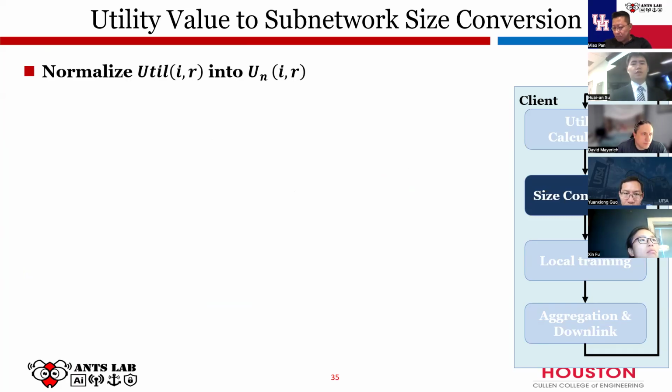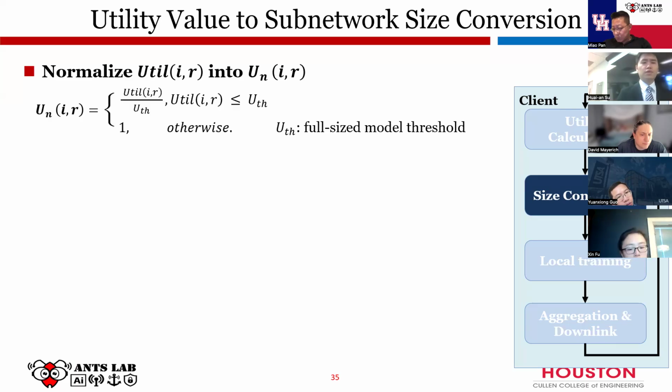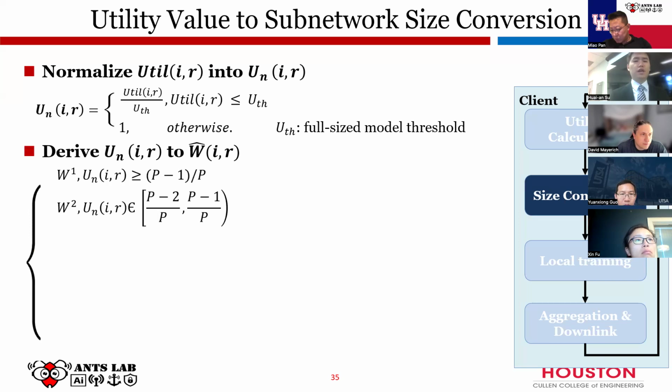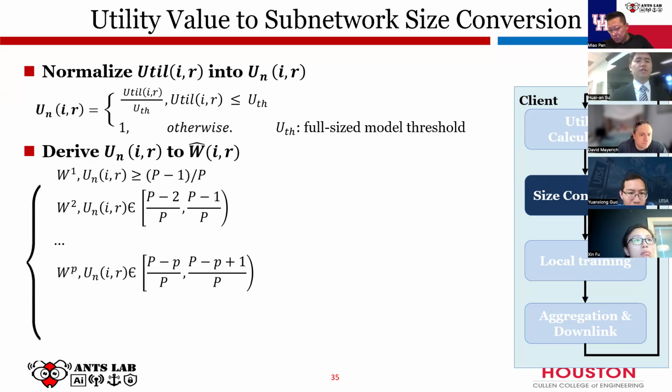After we've done the utility calculation, we want to normalize the utility function into UNR. The N stands for the normalization. It's not a variable. So UNIR will equal the utility function out of UTH, where UTH is the full size model threshold. And we also want to derive the UNIR into the W hat IR, which basically gives us a much clearer discrete value for those different subnetwork sizes.